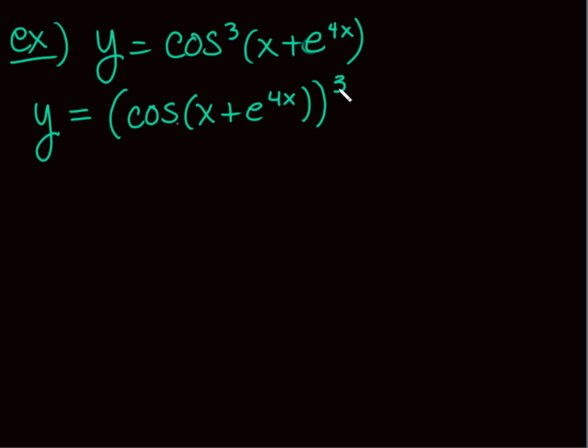I can do this. So I'm going to rewrite cosine cubed as the cube. And if you notice, we have like 1, 2, maybe 3 chain rules going on here. So let's figure that out. My biggest outside function is something cubed. Then I have this inside function. And then inside this inside function, I have another inside function. And then actually inside that inside function, I have another inside function.